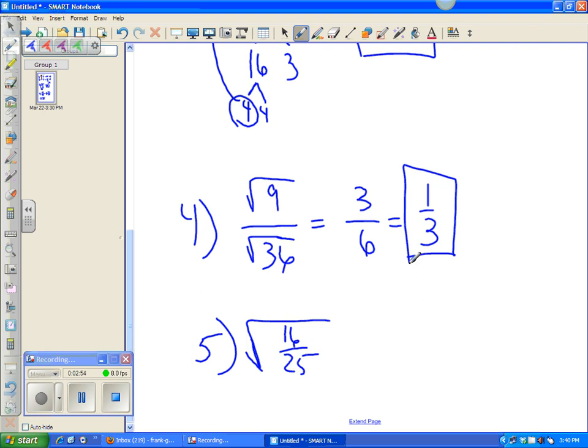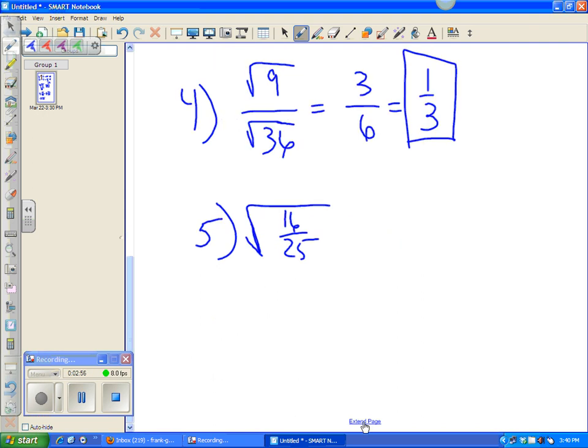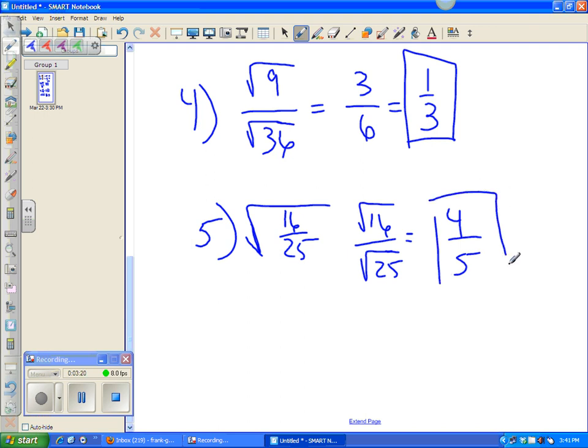This one down here, number 5, could be looked at the same way. I can break it up into the square root of 16 divided by the square root of 25. In this case, the square root of 16 is equal to 4, because 4 times 4 is 16, divided by the square root of 25, which is 5, because 5 times 5 is 25. And here's my final answer for this.